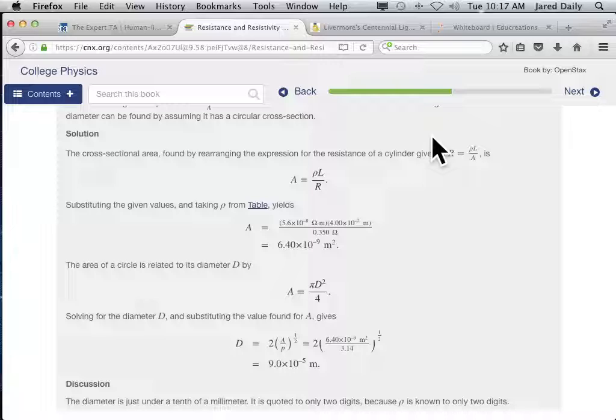So we end up taking the area divided by the... how do I use p? It should be pi. That should be pi, not p. Area divided by pi, I take the square root of it. And they took the square root of 4 and got the 2 already. And then they go ahead and calculate that out to get 9 times 10 to the minus 5 meters for diameter, 1/10 of a millimeter.